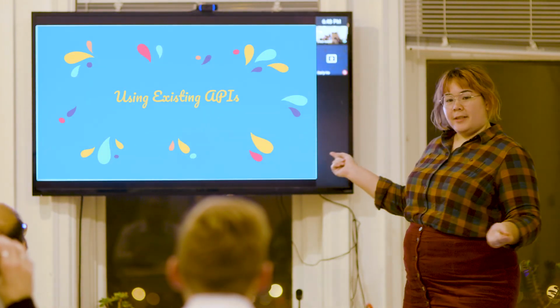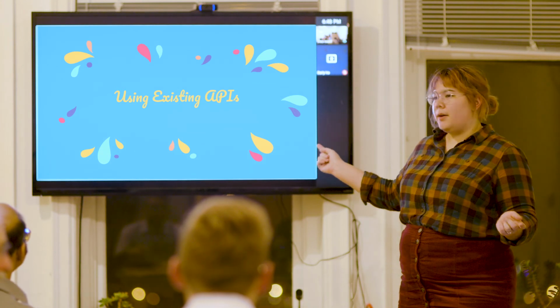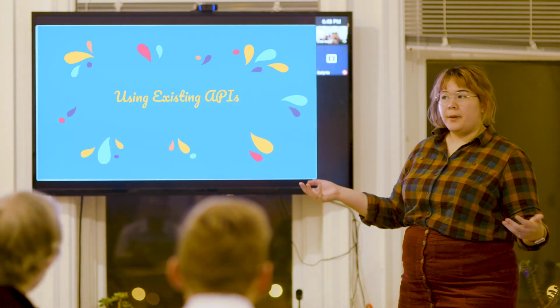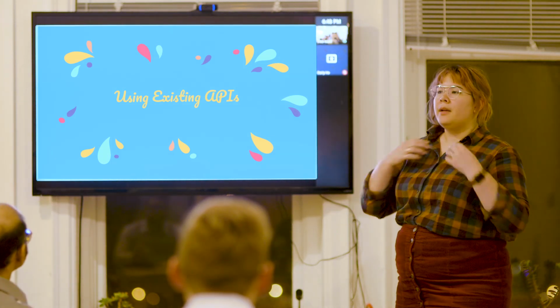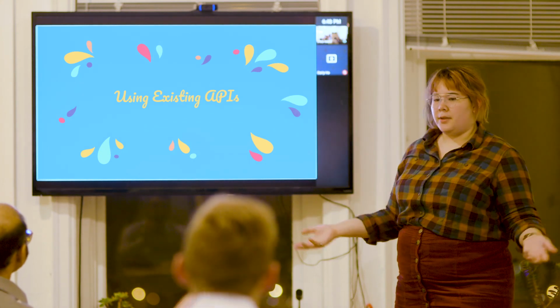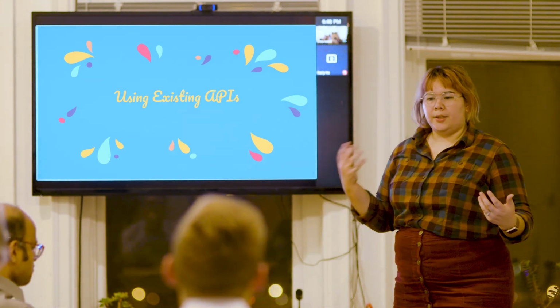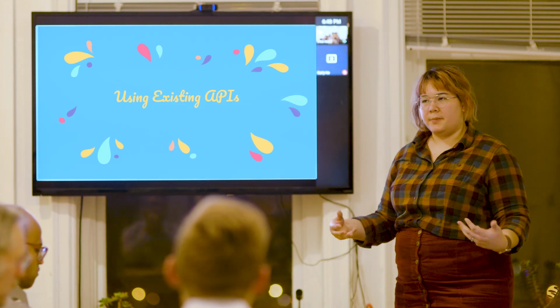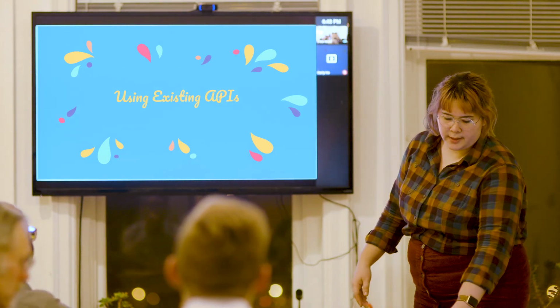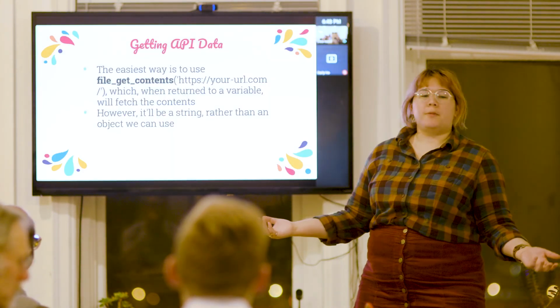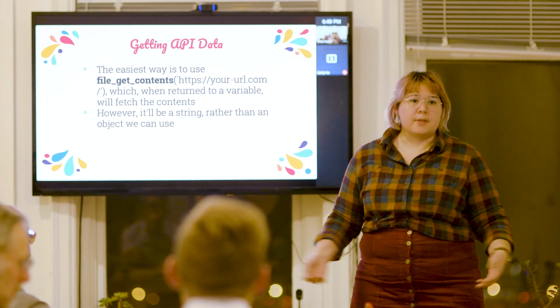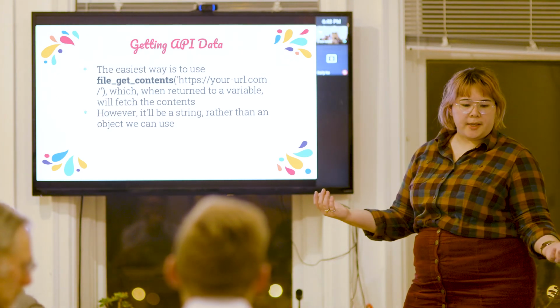So first of all, we're going to talk about using existing APIs. If you don't have an API yourself, but you want to access data from some service online, there are a lot of places that will let you grab data and, say, display it on your site. For example, show what books you've been reading recently on Goodreads or something like that to people visiting your website.